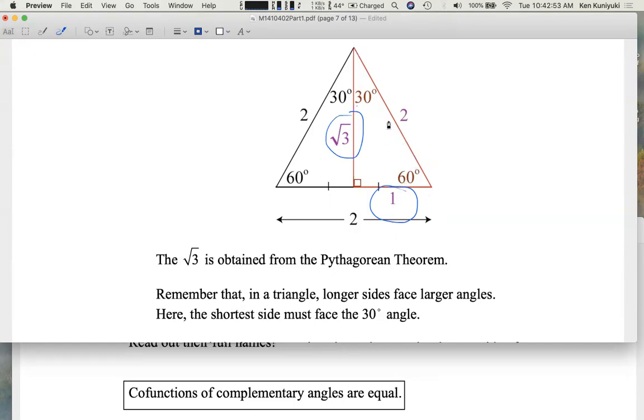Oh, and how are these two angles related? 30 degrees and 60 degrees add up to what? They add up to 90 degrees. So that makes these two angles what?